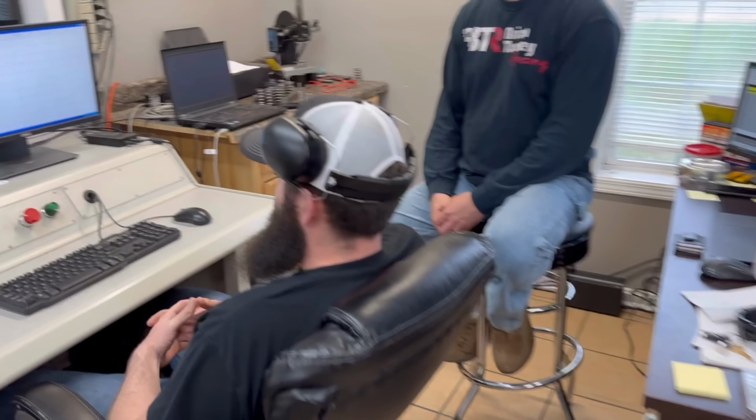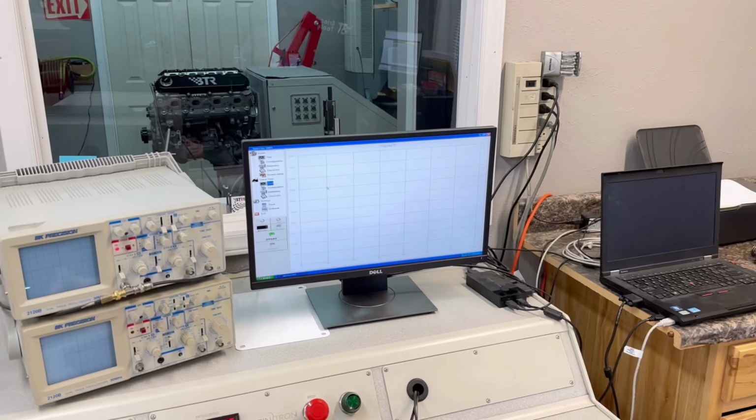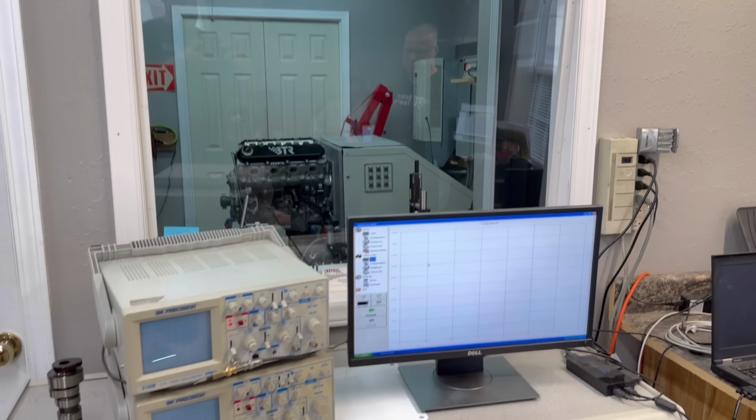All right, we're at the BTR Product Development Center. We're in the Spintron lab. Nick, why don't you tell me a little bit about what you guys are doing today? Today we have a Gen 5 engine on the Spintron.